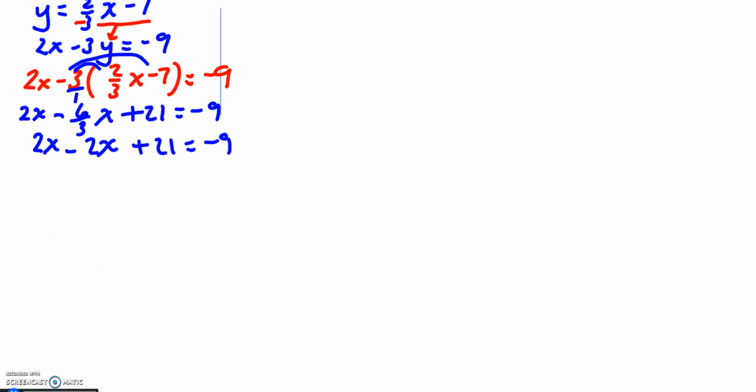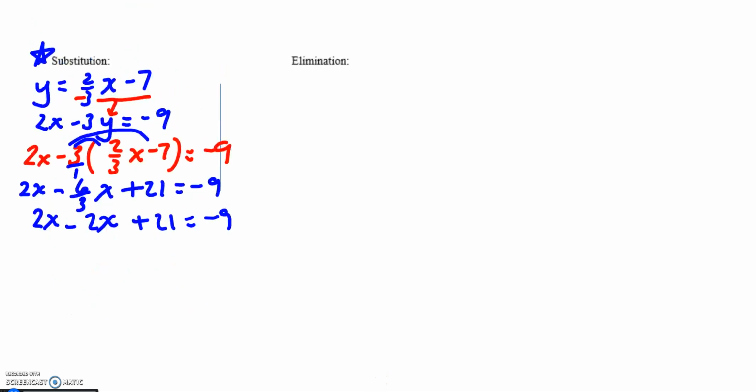Now, if anyone's thinking what I'm thinking, you might be saying to yourself, wait a second, 2x minus 2x is really 0x. So these, in a way, cancel out. So you're left with 21 equals negative 9, which is a false statement. So I'm thinking, based on the substitution, that my answer is no solution, or there's no places that these lines cross. What's a better way for us to tell if we're correct other than graphing this?